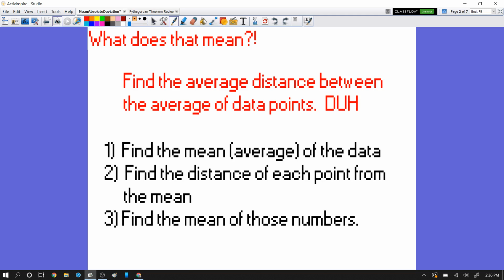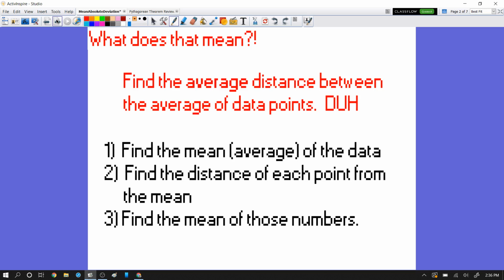Get the average. Then you're going to find the distance each of those points from the original data is from the average. So if your average was 5 and you had a data piece that said like 7, it'd be 2. And then you'd start recording that. Then you'd find the average of those numbers. So what you're doing is you're finding the average distance the data is from the average. The closer the numbers are to the average, that means you're going to have a smaller mean absolute deviation.